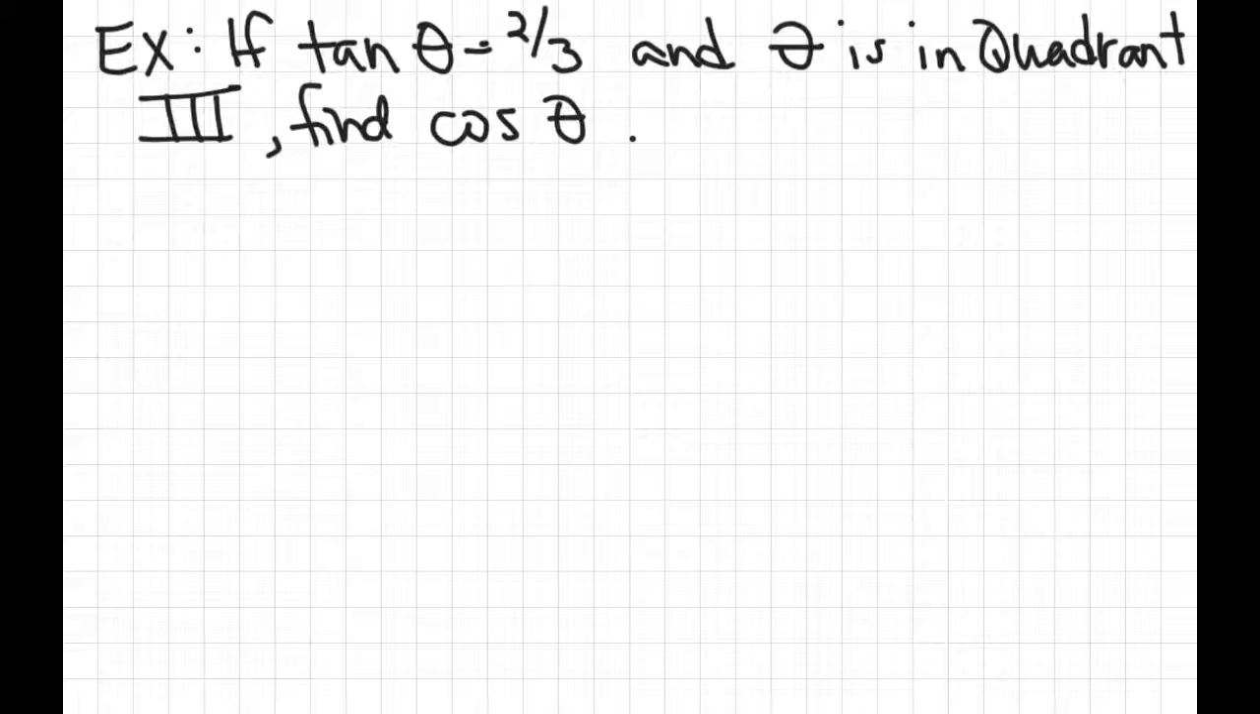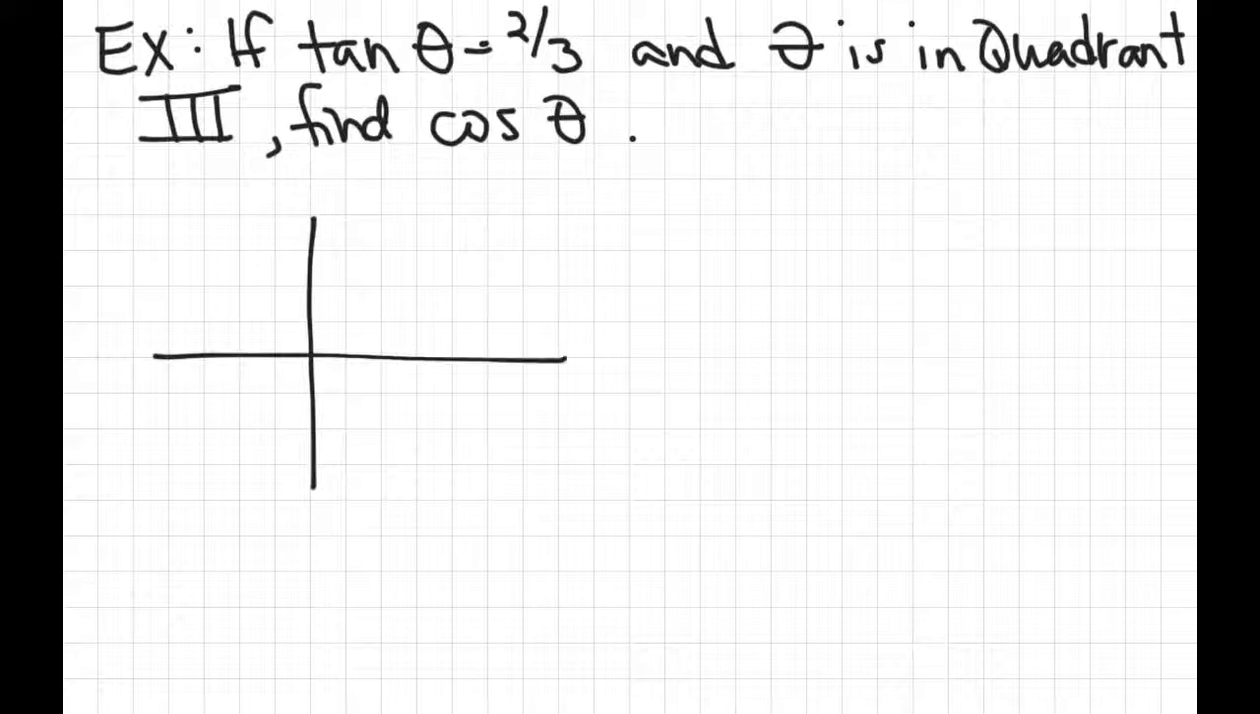I'm going to do this example differently than the method in the book. If you want to find out how the book did it, feel free to read their example number 6 on page 458. But I like my version better. If tangent theta is equal to 2/3 and theta is in quadrant 3, find the cosine of theta.